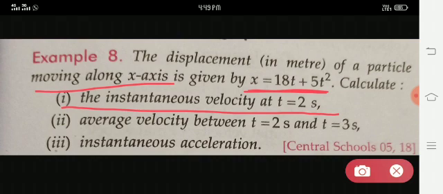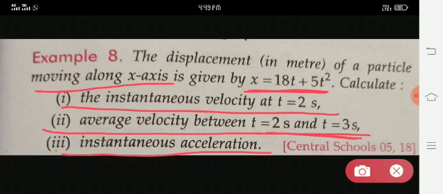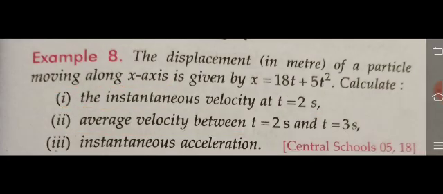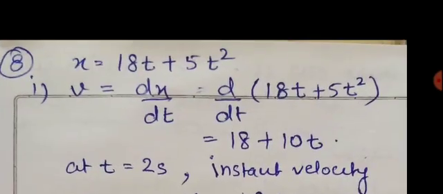At that particular time instant, that is 2 seconds, you have to find the instantaneous velocity. Second, you have to find the average velocity between these two points, and third, you have to find the instantaneous acceleration. So let us take the solution for this problem.